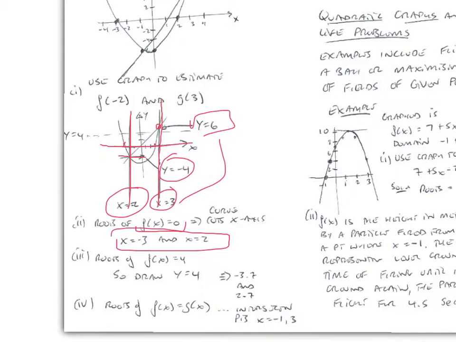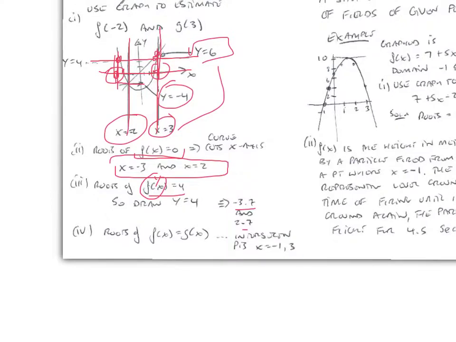Find the roots of f of x equals 4. Well, this is like saying that y is equal to 4. So we go up to y equals 4, and we see where it cuts there and down, and there and down, and it's these values here at which it cuts the x-axis. So for this case it's minus 3.7 and 2.7.